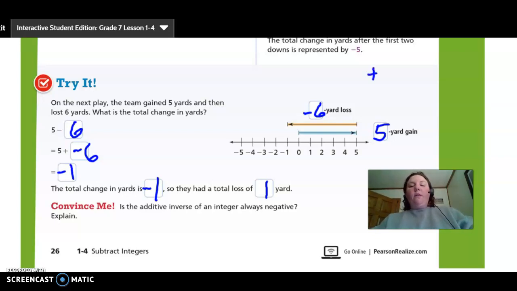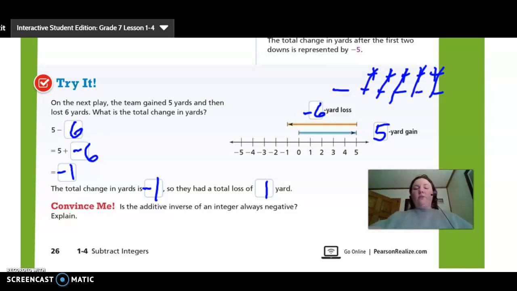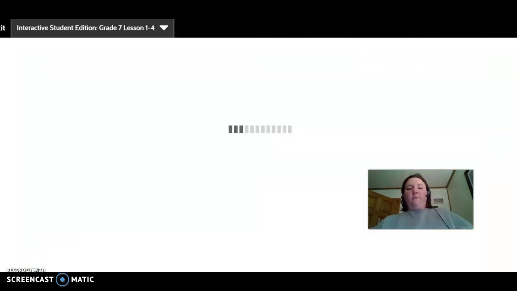And so we could also think about this if we think of our additive inverses. I started with positive 5, and then I had negative 6. And so when we do our additive inverses, our zero pairs cross out, and sure enough, I'm left with a negative left over, which represents negative 1. Let's look at another example.